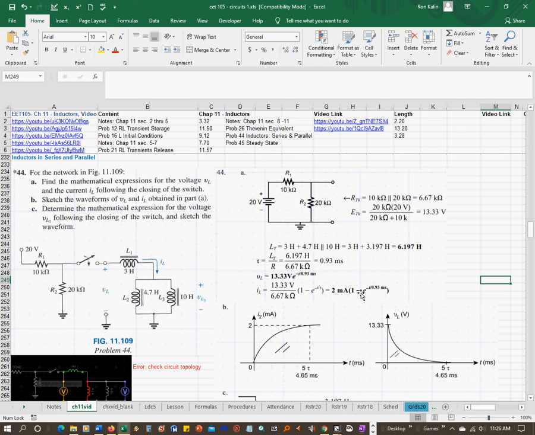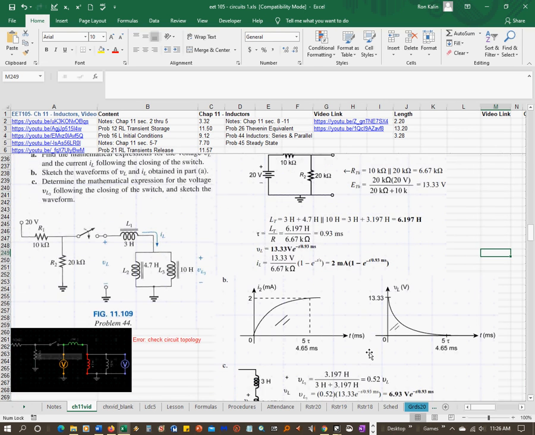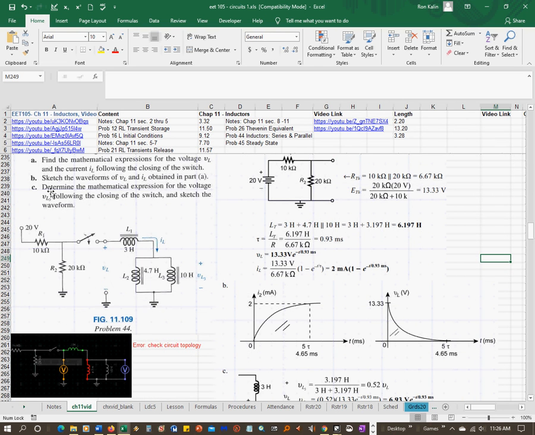So as you can see from this equation, it's going to say sketch the waveforms. So I sub L ends up maxing out at 2 milliamps after 5 tau, which is 4.65 milliseconds. And then V sub L starts at 13.33, and it decays down to 0 after 5 tau. Similar thing. And then part C is asking you to determine the mathematical expression for the voltage V sub L3, so this voltage just across here, following the closing of the switch, and sketch a waveform.